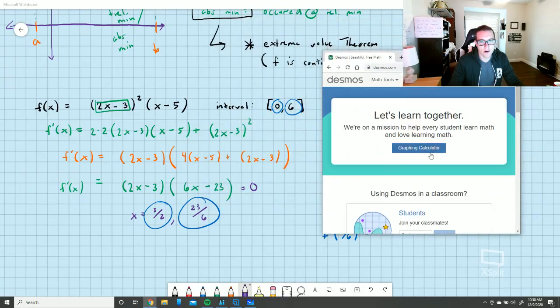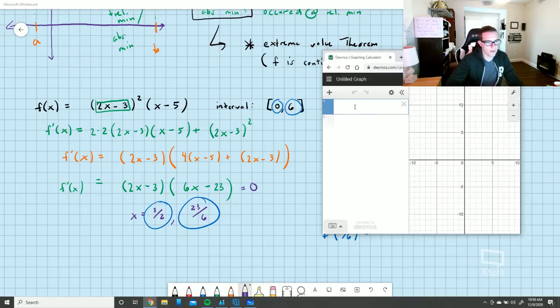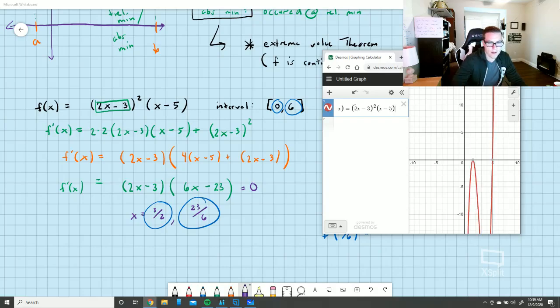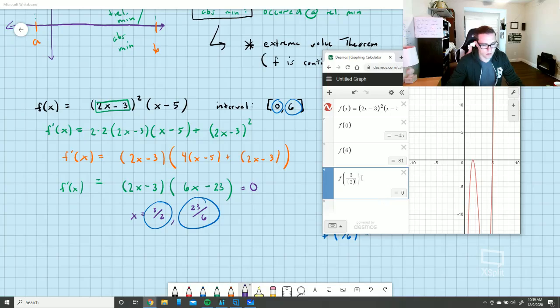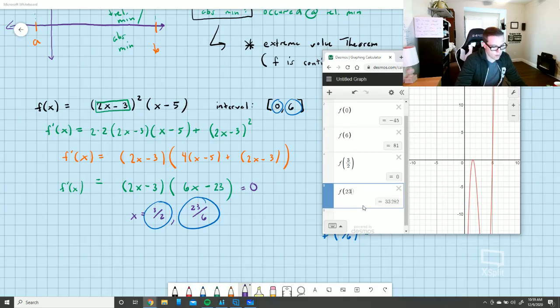Remember, you just took a quiz where some of you were trying to find these by hand. If I'm allowing you to use Desmos, watch. You just create the function 2x minus 3 squared times x minus 5, and then you can ask it to find the values. We can ask it to find f of 0, f of 6, f of 3/2, and f of 23 over 6.